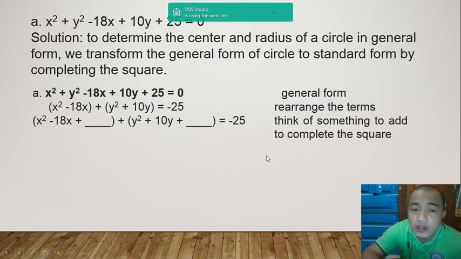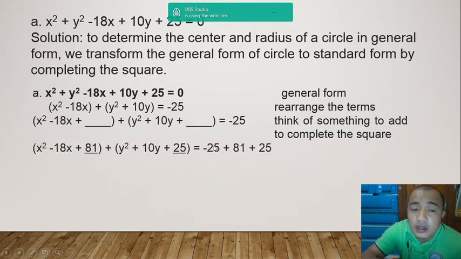Then, think of something to add to complete the square. What will you add here? What will you add there? Of course, divide this by 2 and then square it. 18 divided by 2, 9, 9 times 9, 81. 10 divided by 2, 5, 5 times 5, 25. So, I will add 81, I will add 25.